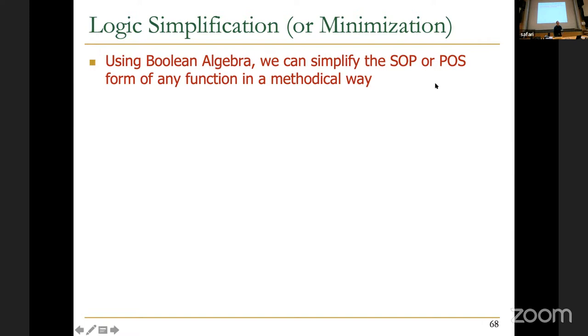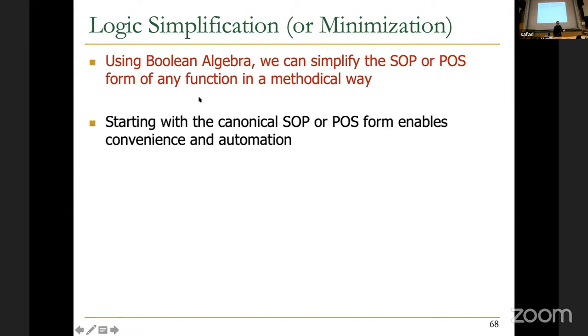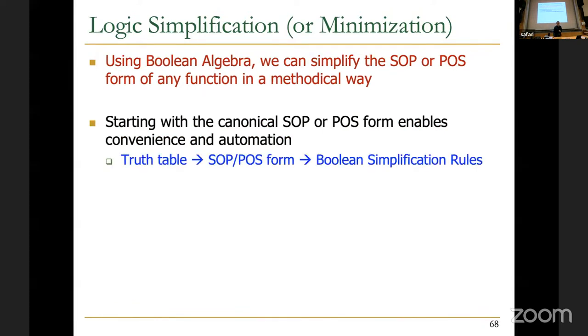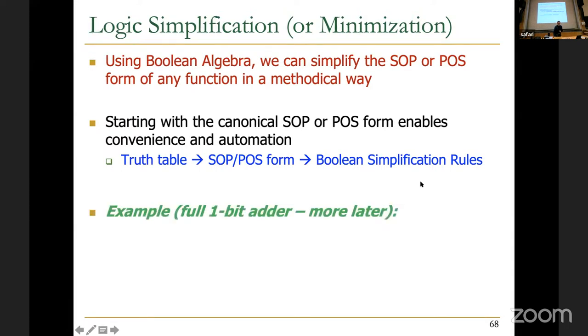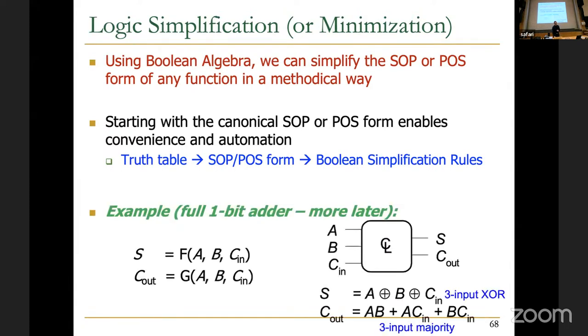Using Boolean algebra, we can simplify any sum of products or product of sums form in a methodical way. You start with this canonical form. It enables convenience and automation. Basically, a truth table can be easily converted into sum of products or product of sums forms, and then you can use Boolean simplification rules. We will see this later on with the one-bit adder. So we're actually going to build the truth table and then simplify this one-bit adder.